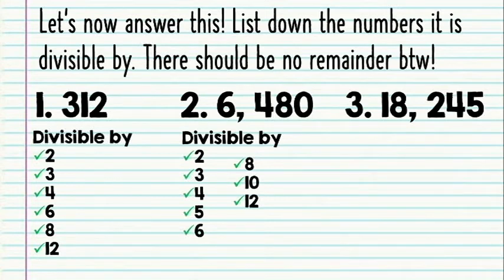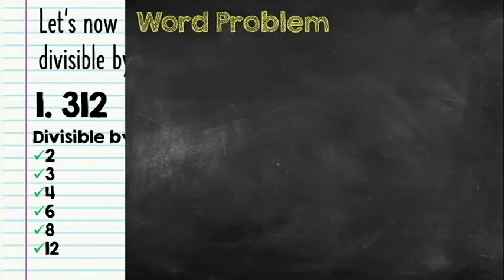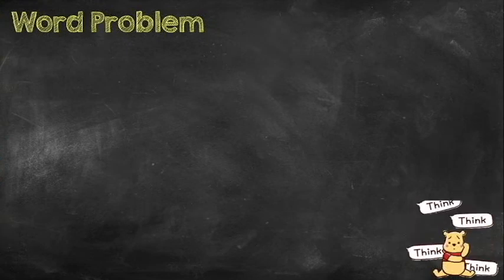And lastly, 18,245 is only divisible by 5. It is divisible by 5 because it ends with 5. I hope you did great in the short activity. Now let's answer this word problem.